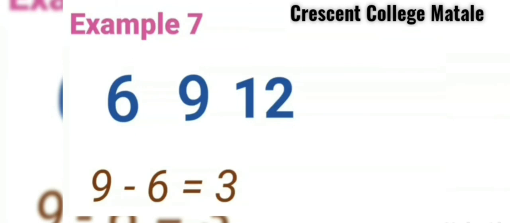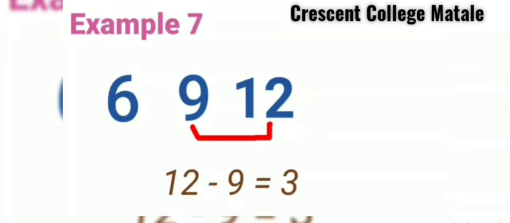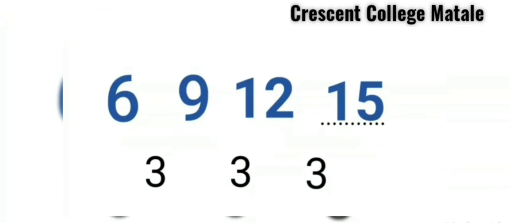Look at this. 6, 9, 12. See the difference between next two numbers. The difference is 3. How? 9 minus 6 is 3. And see the difference between 9 and 12. 12 minus 9 is 3. Now we'll see what will come next. Common difference is 3. So after 12, skip 3 numbers, then 15 will come.